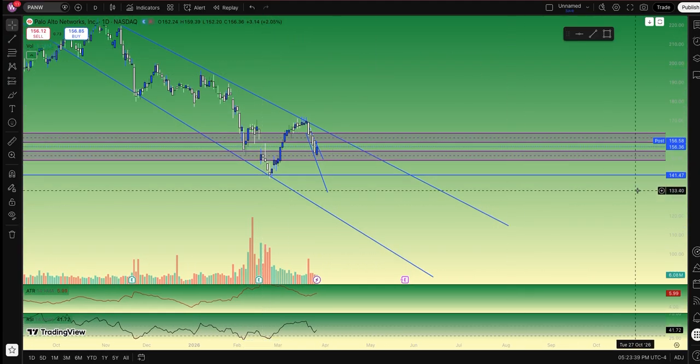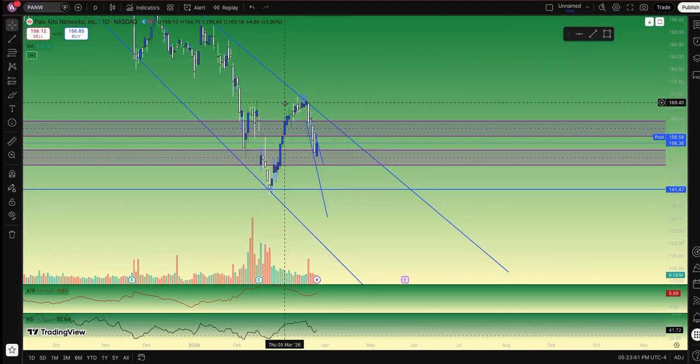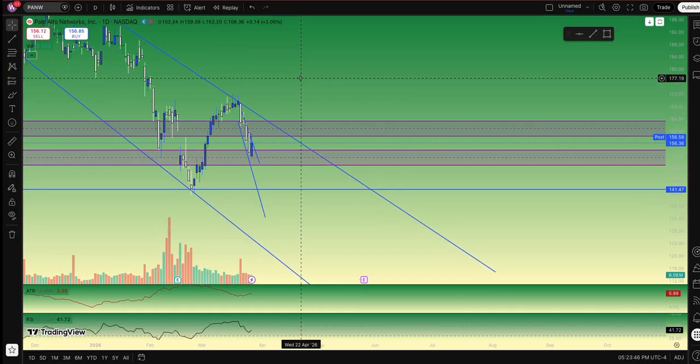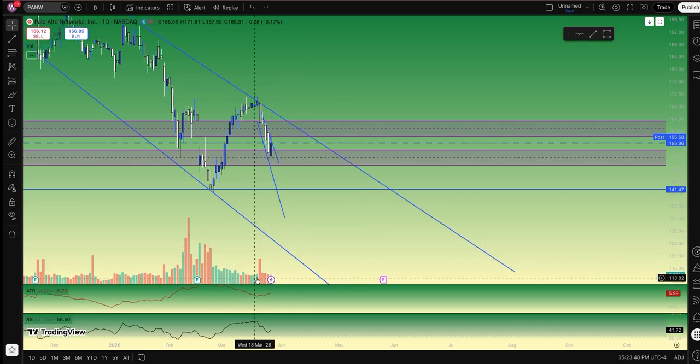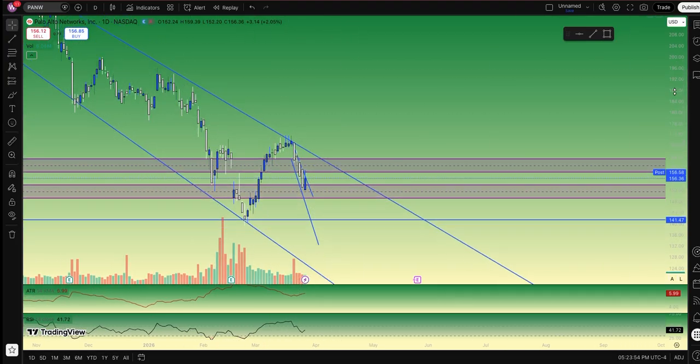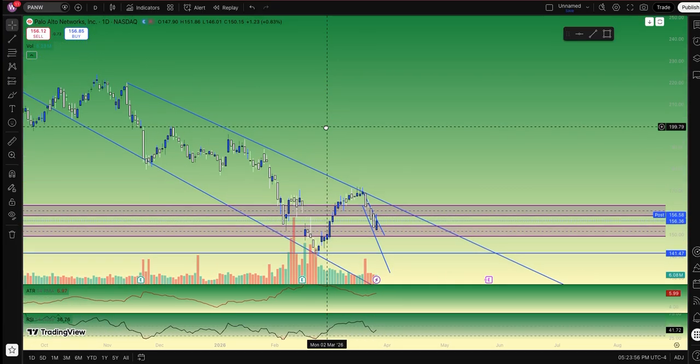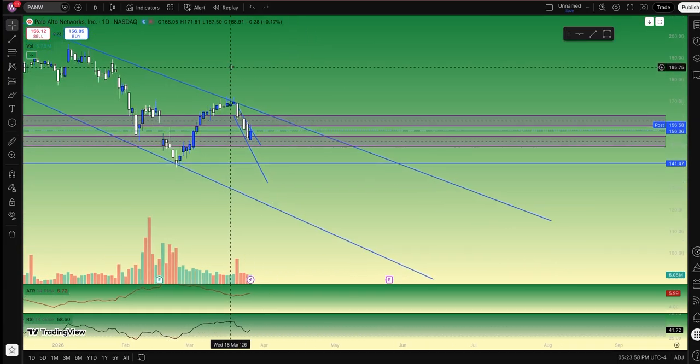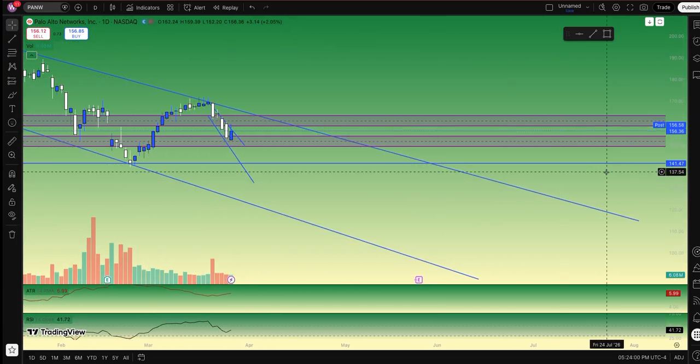So I decided that I wanted to enter off of this rejection right here, right? So I missed this initial move, but I saw that we rejected with high volume off of this level. This gives me further confluence that this trend line is valid, and this is a trade that I want to look at. So I decided to enter on the 23rd, right?